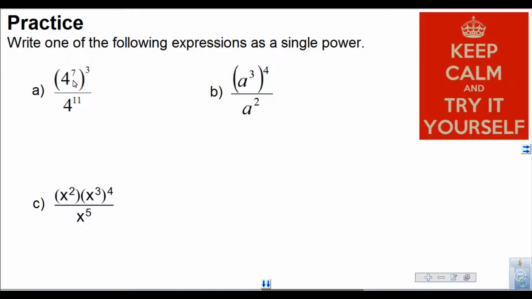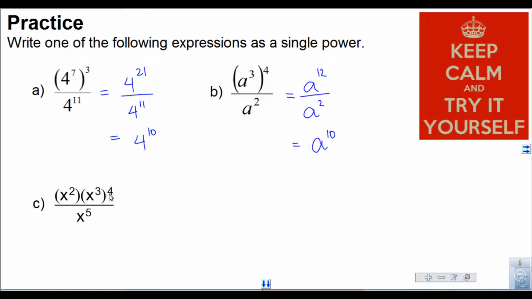We're going to apply the power of a power rule here on the numerator. So that'll be 4 to the exponent of 7 times 3 is 21. We're going to write the denominator the way it is. Now, because they're dividing, I get to subtract the exponents, so that's 4 to the 10. Here, same idea. We have to apply the power of a power rule. So I get to multiply those exponents. So that's 3 times 4, that's 12, over a to the 2. Here they're dividing, so I get to subtract the exponent. So that's a to the 10.